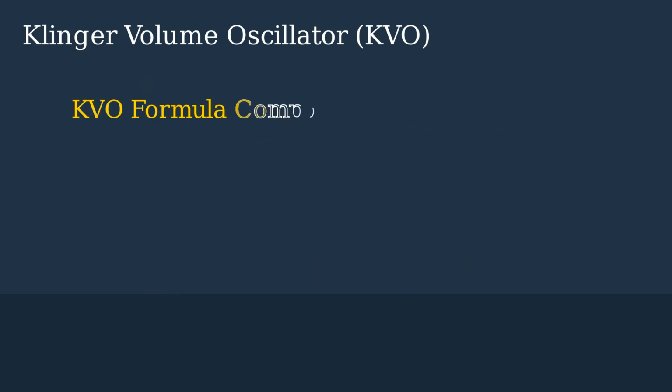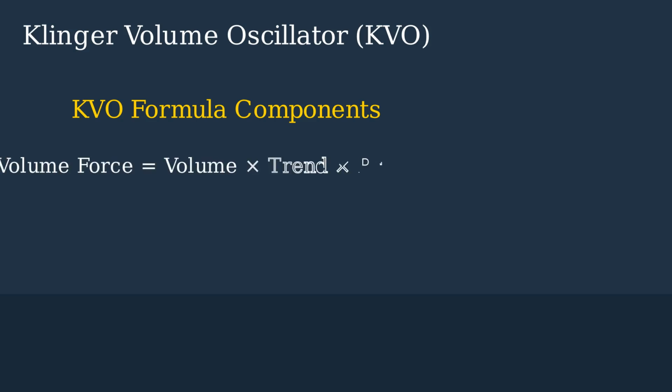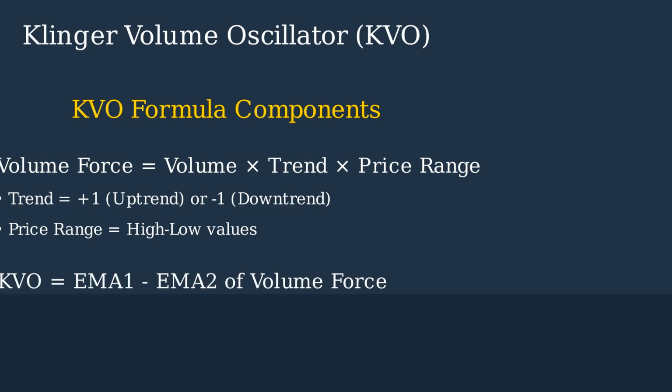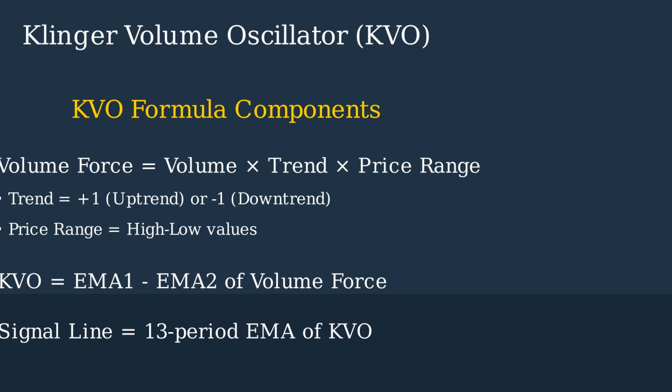Let's understand how the KVO is calculated. It uses volume force, which combines volume, trend direction, and price range. The KVO itself is the difference between two exponential moving averages of this volume force, typically a 34-period and 55-period EMA. Additionally, a signal line is created using a 13-period EMA of the KVO value.